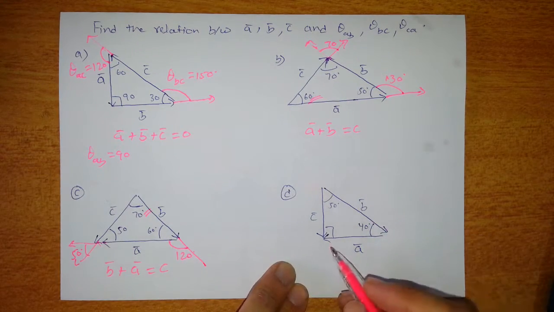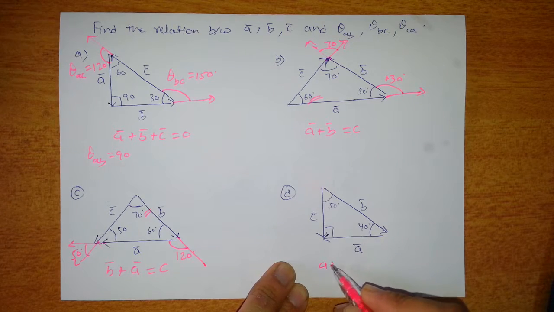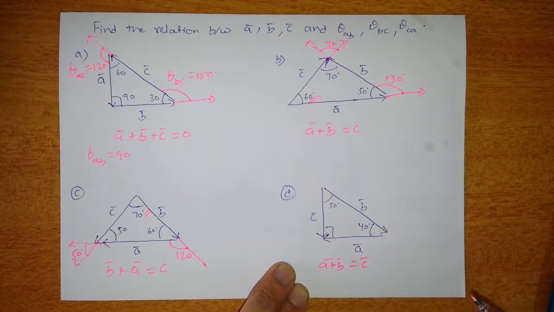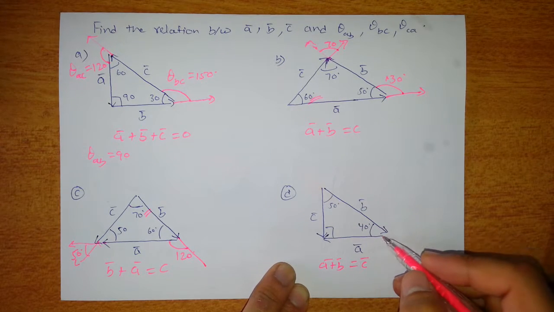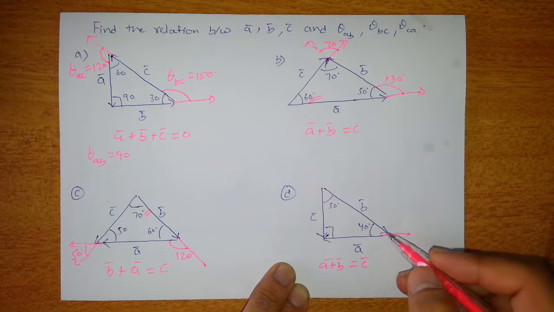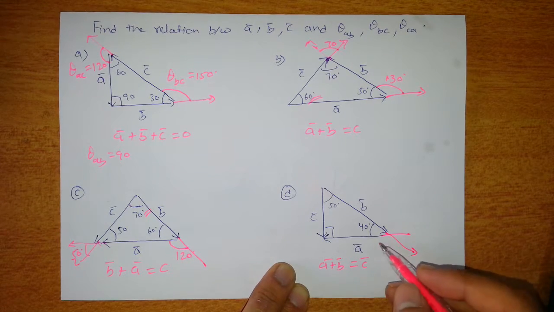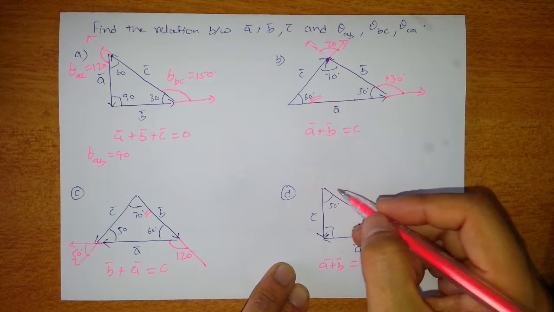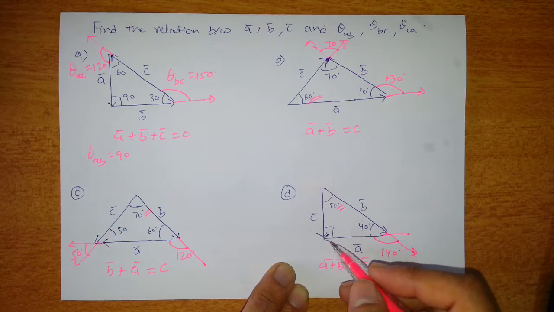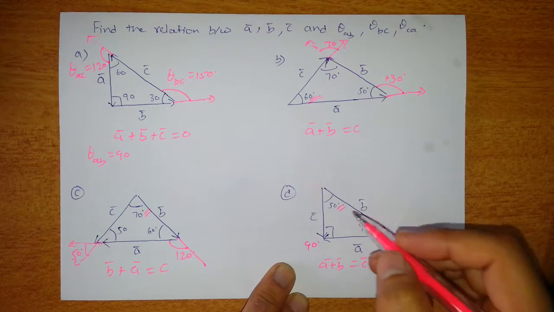Similarly, in this, we can say again the equation is A plus B is equal to C, as B and A will give you C. So the angle between them will be, just extend B. So this is the angle between A and B, which is 140 degree. Angle between B and C is 50 and A and C is 90.